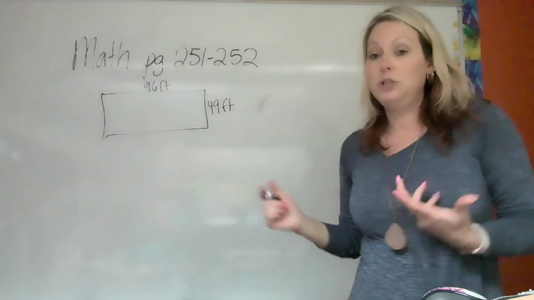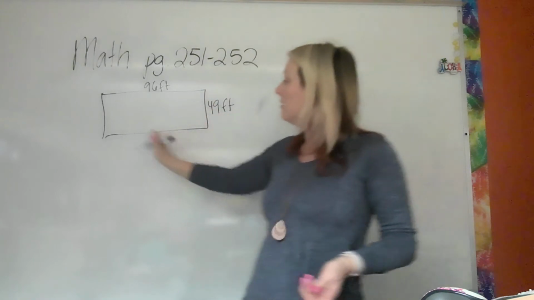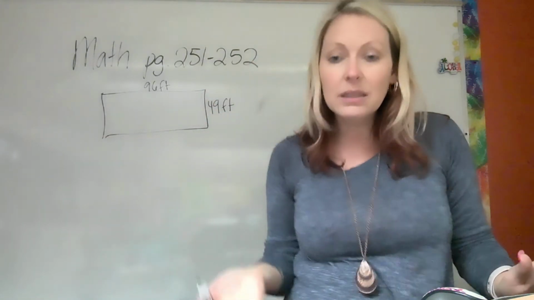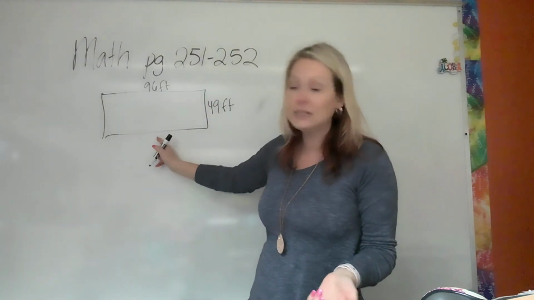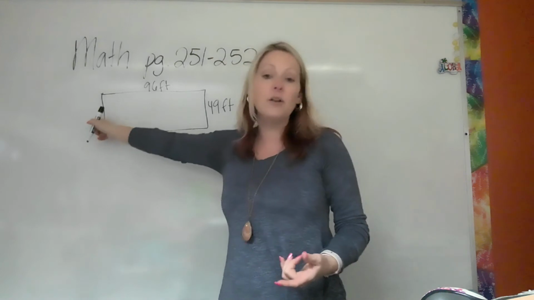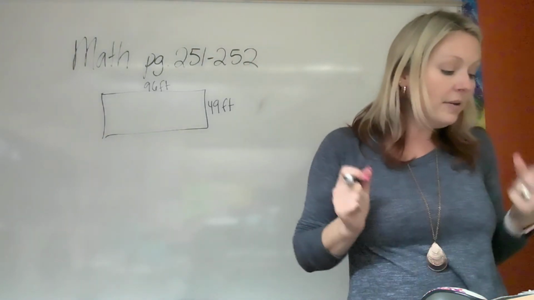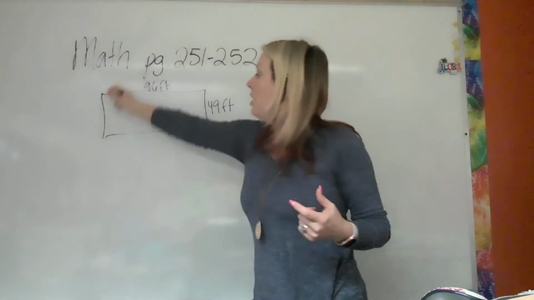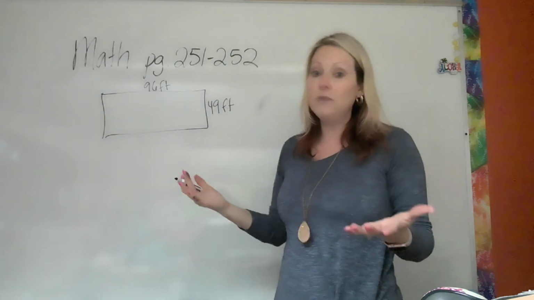Now, did you see right there? I only wrote 2. I didn't write it here and I didn't write it here because with a rectangle, I know that they're exactly the same. So I know that this side already is 96 feet because it's a rectangle, and that side over there is 49 feet because it's a rectangle, okay? So now it says, how many yards of fencing does he need? So remember, we have to know all the way around. That's what perimeter is. So you could do one of 2 things.